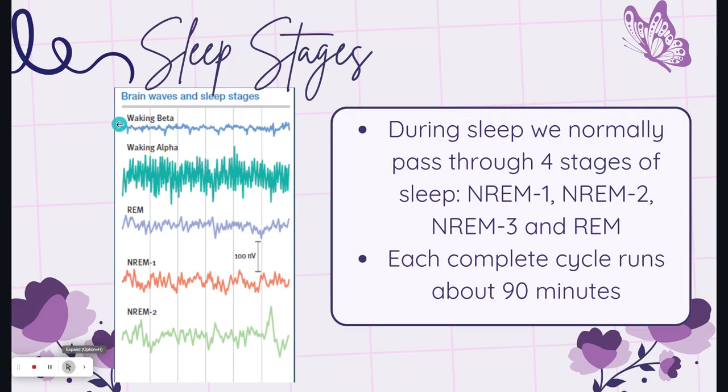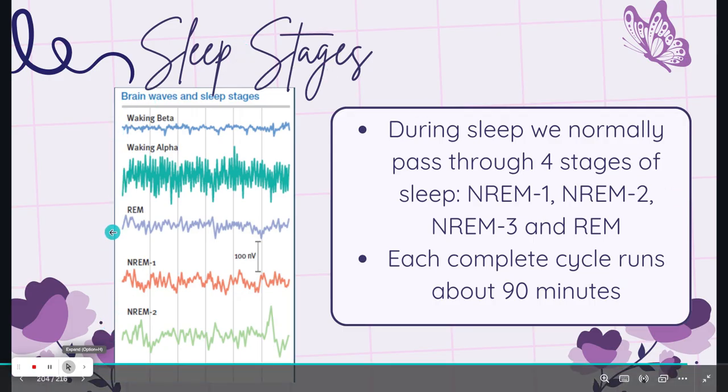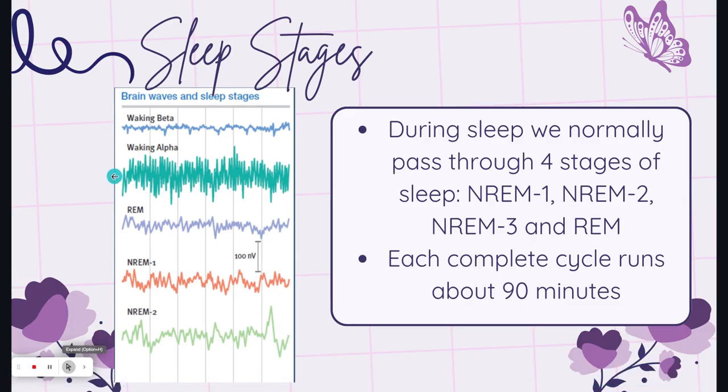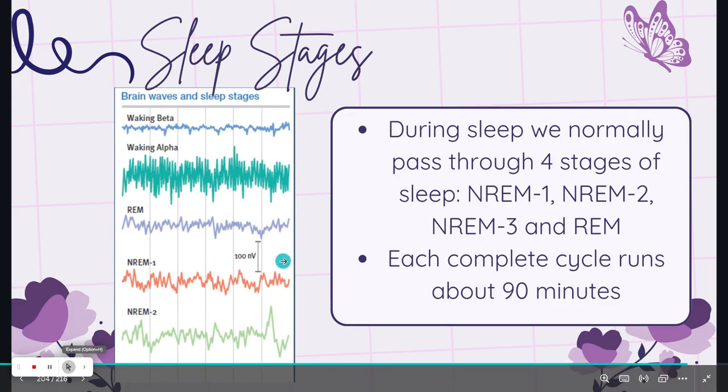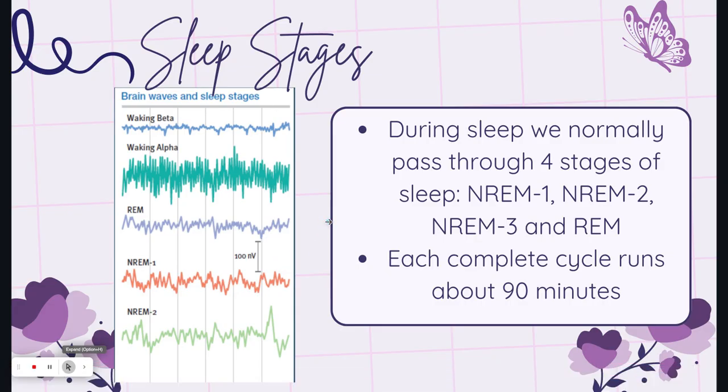So the sleep stages, along with their differing brain waves, we can see waking beta waves, waking alpha waves. I'll talk about those in just a moment. REM sleep, and then some of our non-REM 1, non-REM 2. Notice that all of these brain waves look just a little bit different, and that tells us what stage someone is in. So during sleep, we normally pass through 4 different stages of sleep, so NREM 1 through 3, as well as REM, i.e. rapid eye movement.